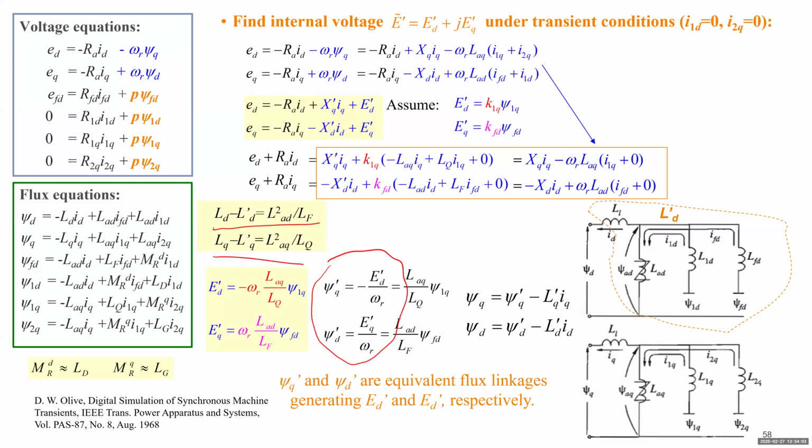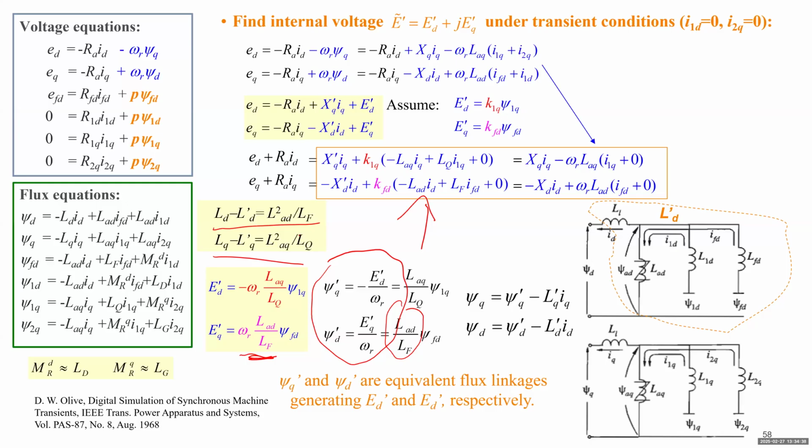And from those two equations, we prove that psi D single prime is proportional to the flux linkage in the field winding, and the factor is this one. Is that clear? Yeah, I understand the math.